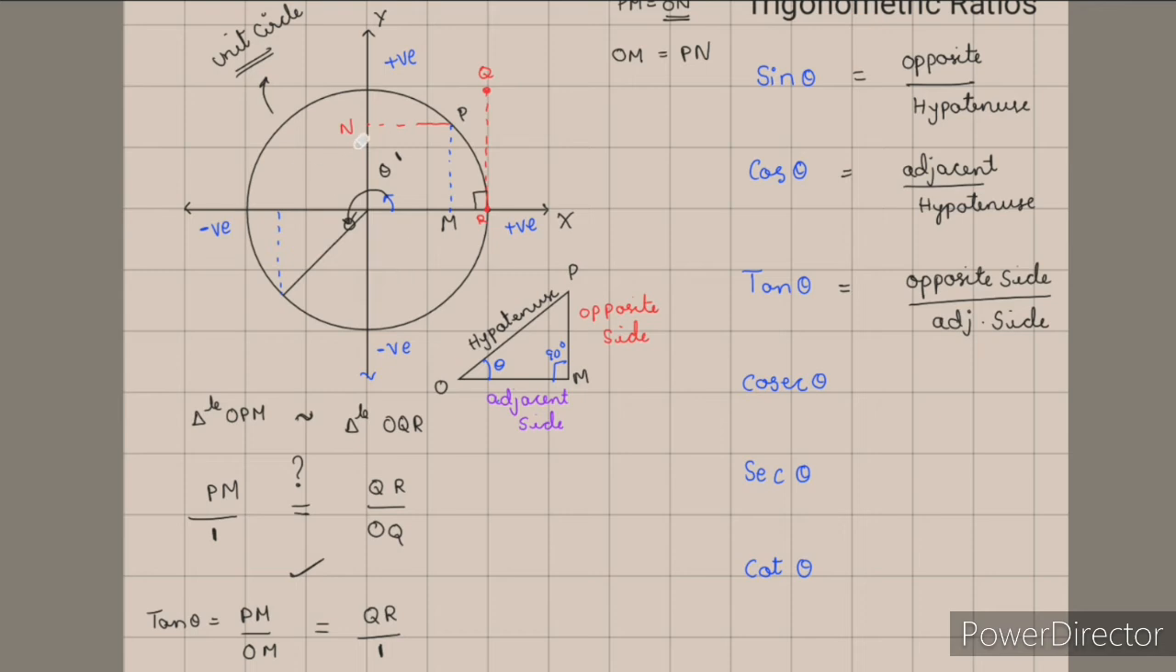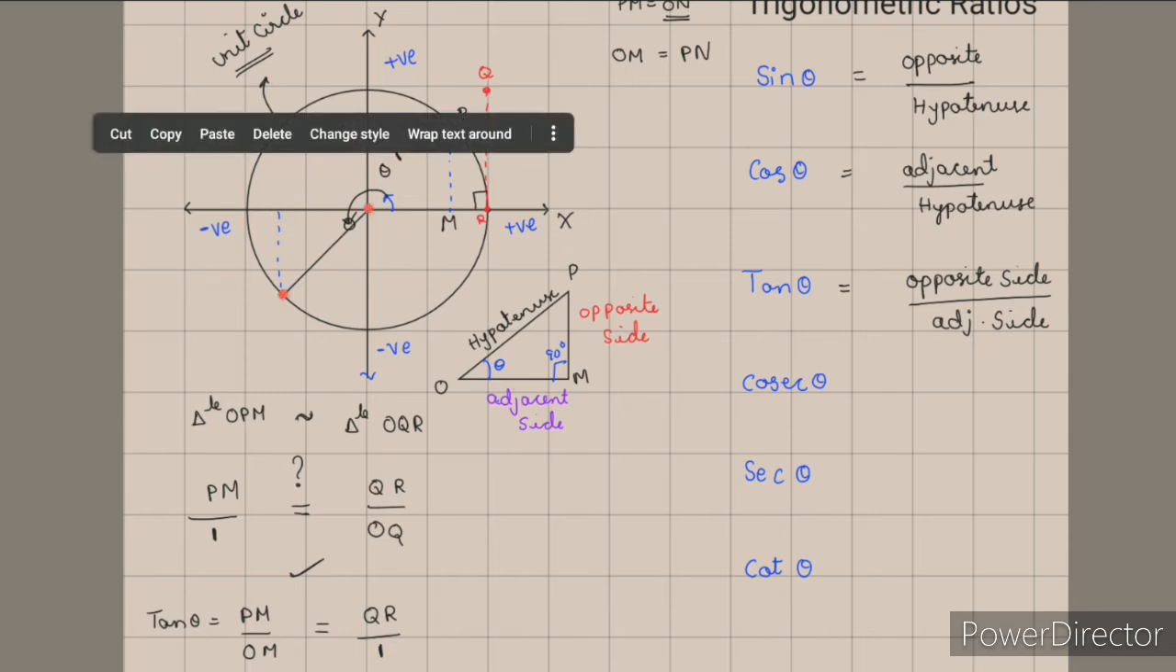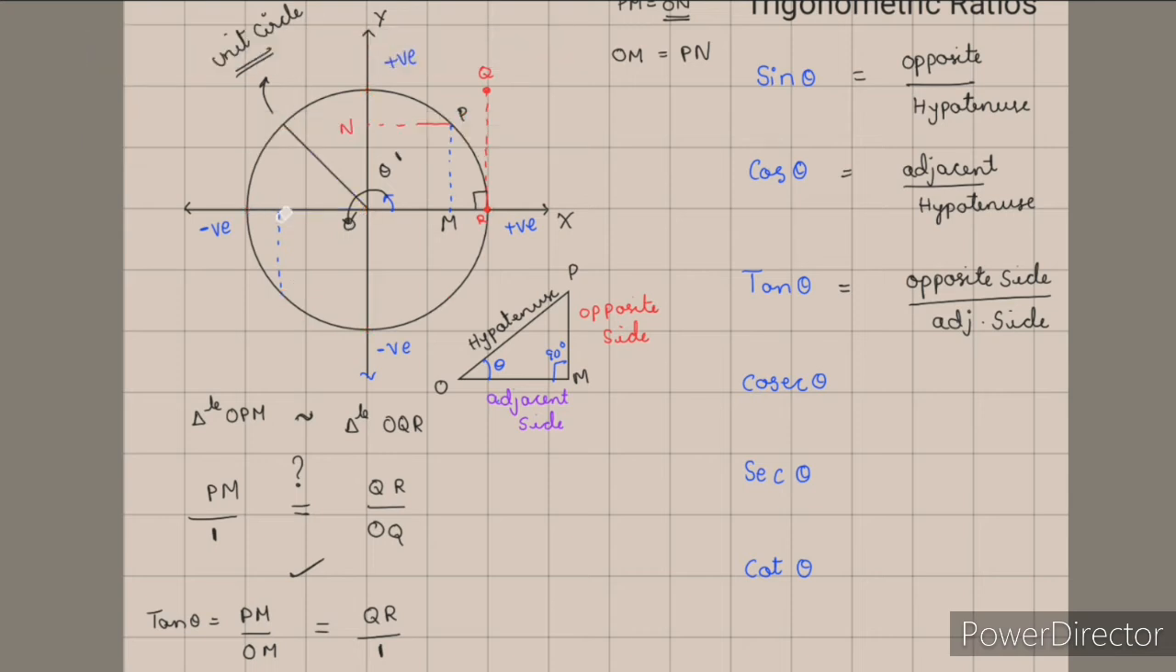Because in the second quadrant, opposite side is positive, whereas adjacent side is negative. See, if you observe, in this case, this will be theta. So the opposite side is positive because it is above the x-axis, whereas the adjacent side is on the left hand side of y-axis, which is negative. This is negative, this is positive. What will be the tan theta? Opposite, positive by negative, which is negative. Similarly, in the fourth quadrant case, you will get negative by positive, so tan theta is negative.